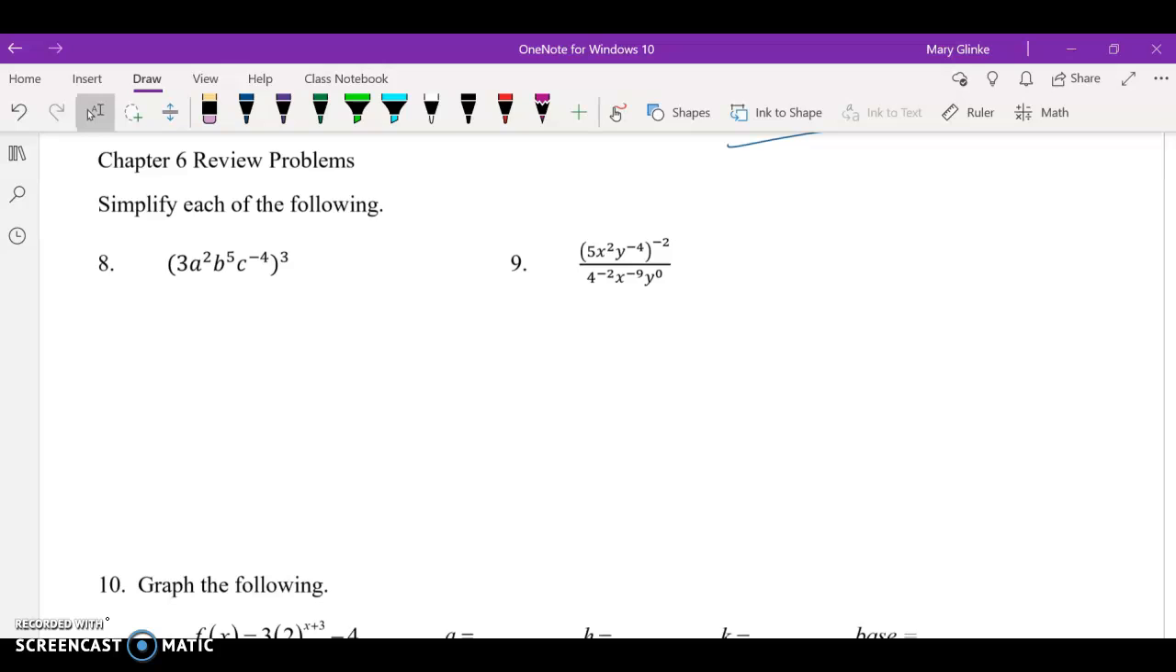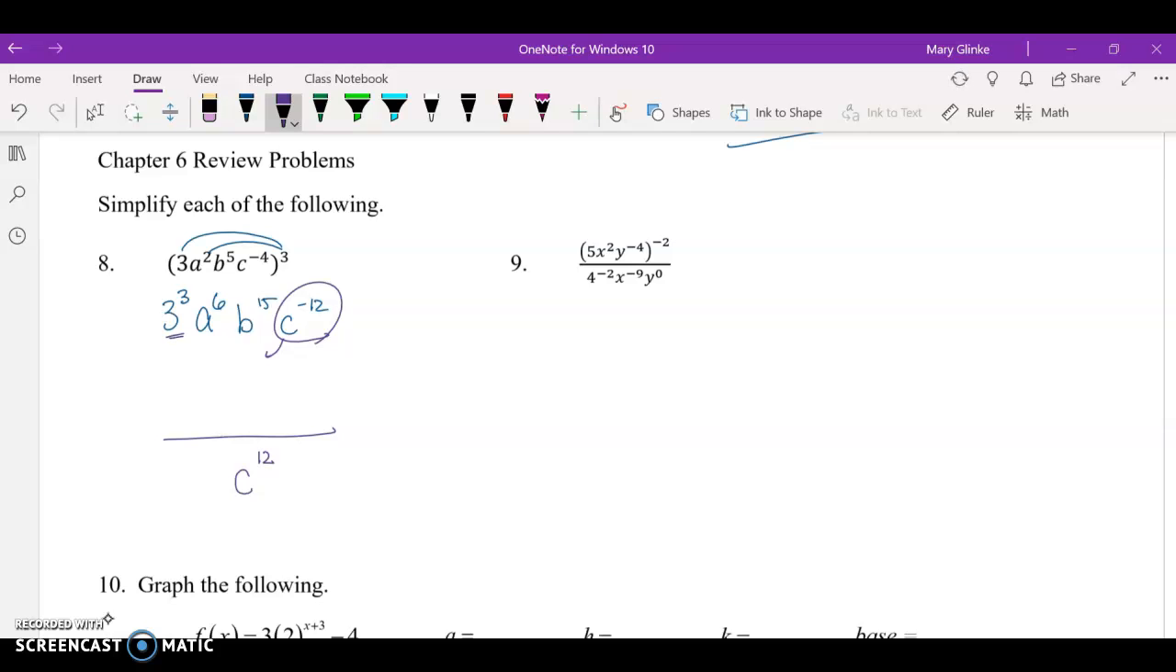So looking at number 8, when we have all of these raised to the 3rd power, we're going to raise everything to the 3rd power. So we do 3 cubed. We're going to do a to the 6th when we multiply that, and then b to the 15th. And then c to the -12. So raise everything to the power. Now we're going to move negative exponents around. So the c to the -12 is going to go to the denominator, and it's going to become positive.